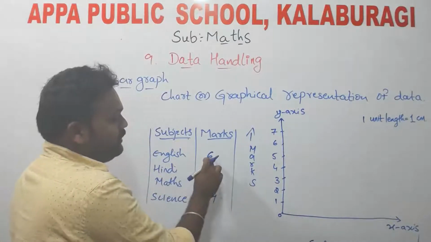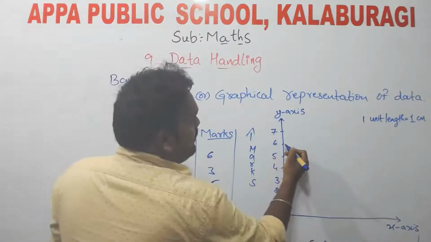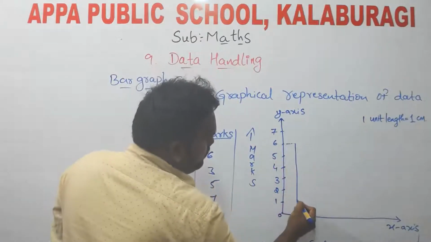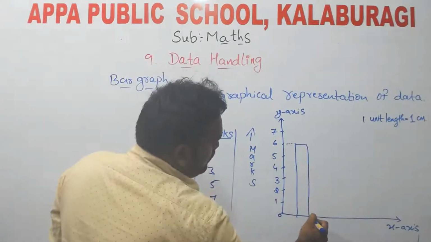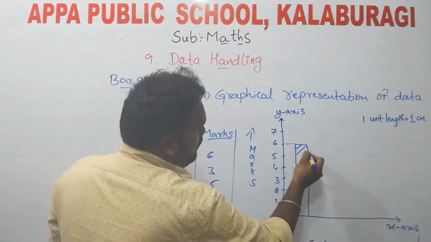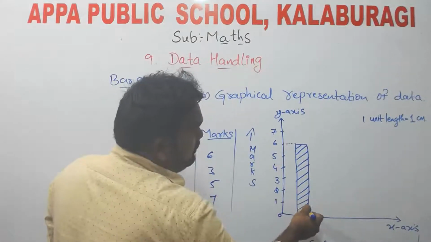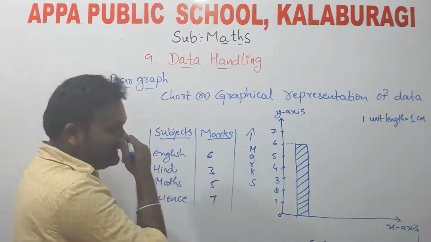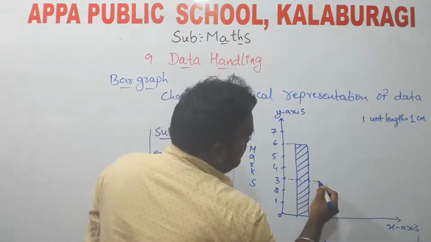Now English. What is the score she got? She got 6. Now you should mark 6 here. Yes. Now draw like this. This is called a bar. We should draw it only on the graph sheet. Okay. Now Hindi, how much? He or she scored 3. Mark 3 here, like this.